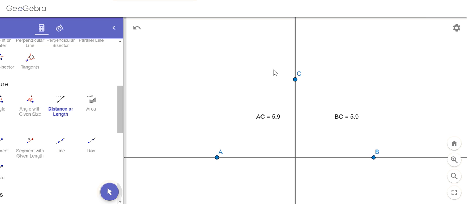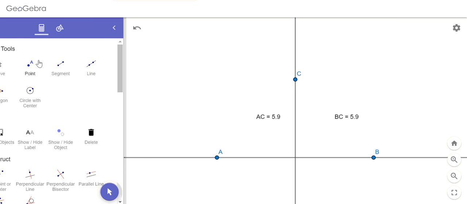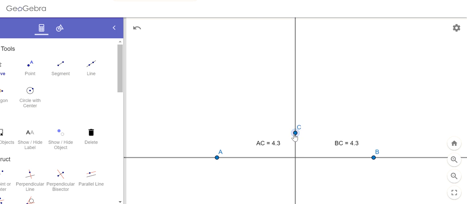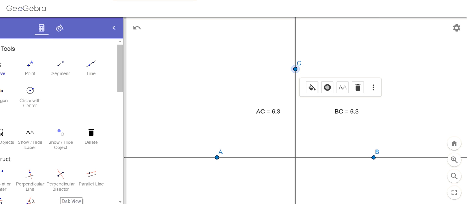Notice it's a dynamic software program. What's nice is I can move things around and say, no matter where we are on that perpendicular bisector, we can see that this distance AC is equal to BC.